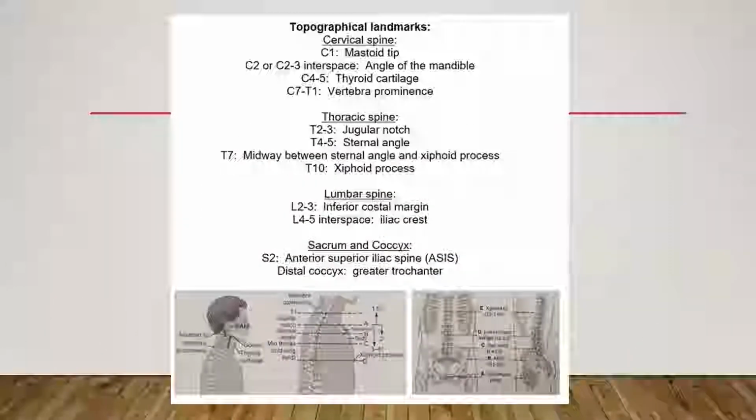A very important point prior to x-raying a patient is to make sure that you know your topographical landmarks. Make sure that you know them for the cervical spine, thoracic spine, lumbar spine, or sacrum and coccyx. Now basically, you want to take a look at the diagram at the bottom, and that will give you an indication of where you're going to find the areas of the body, such as the mastoid tip, all the way down to the distal coccyx.